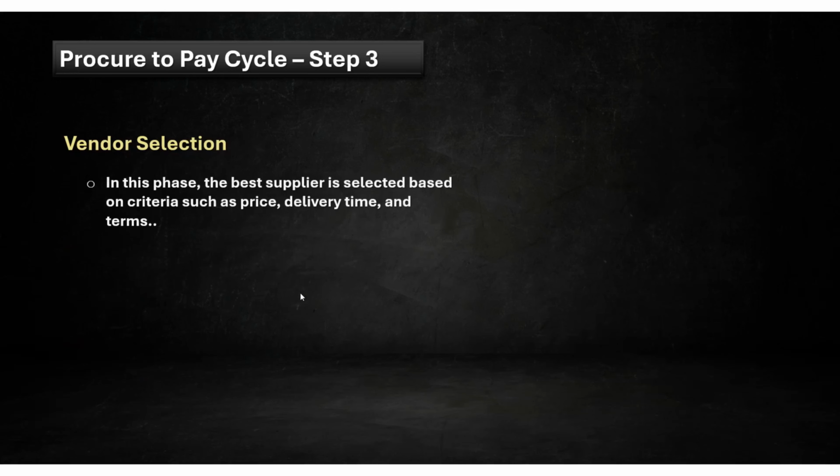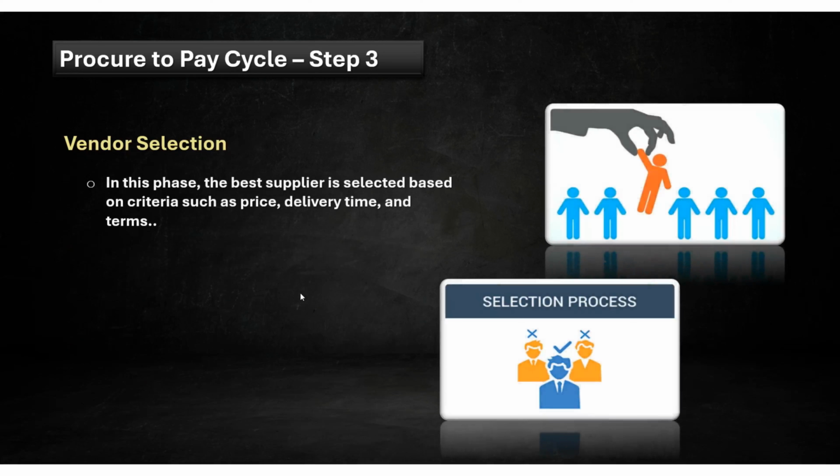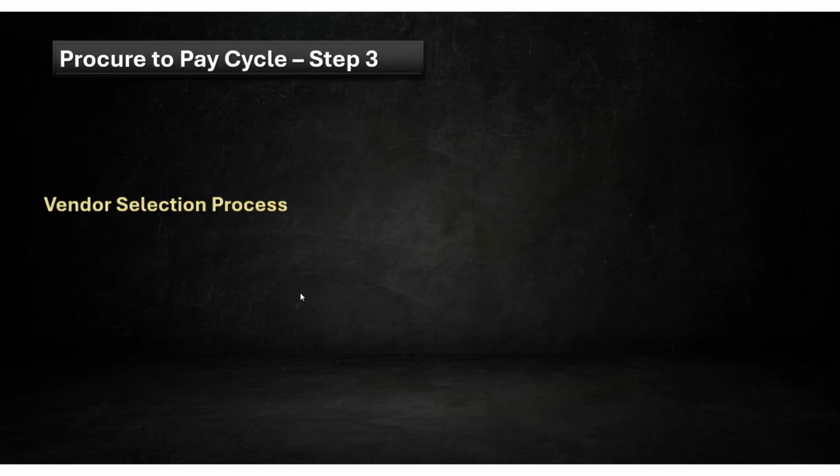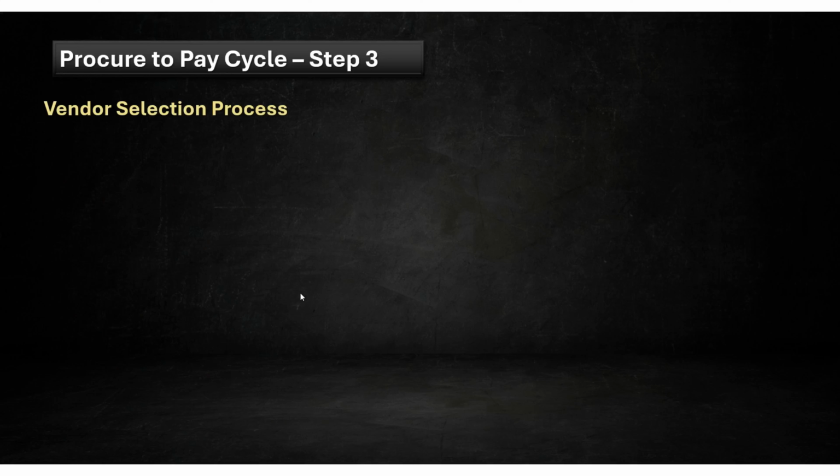Now, vendor selection. The goal in this step is to identify the best possible sources that meet our requirement. Which means in this phase, the best supplier is selected based on criteria such as price, delivery time, and terms, by sending them the RFQs, which is request for quotations. However, in the process of vendor selection, we have other things involved. Now let us see what exactly they are.